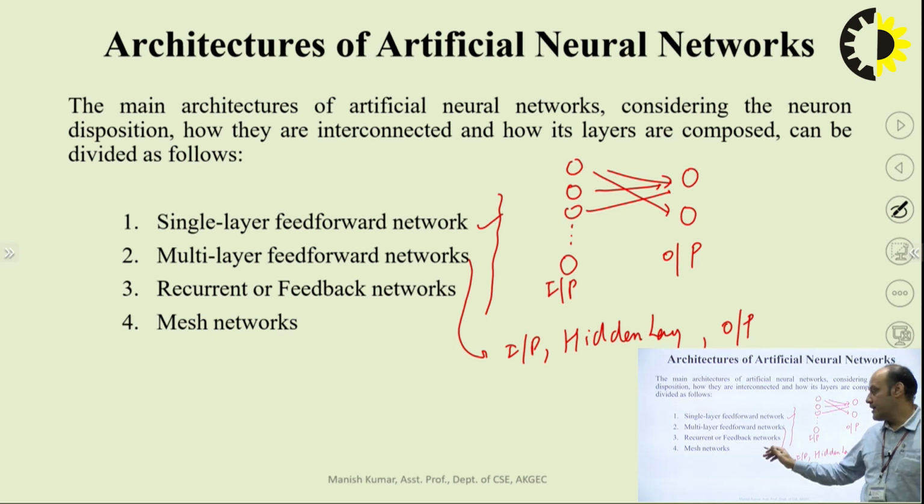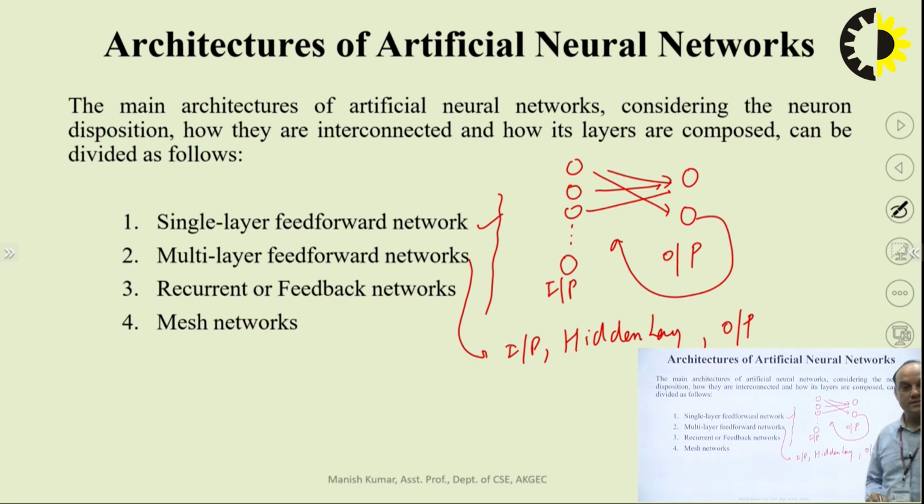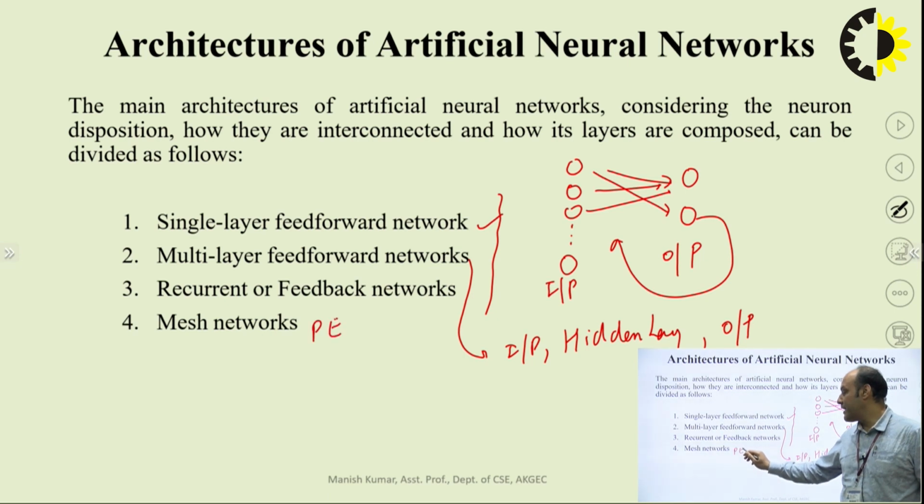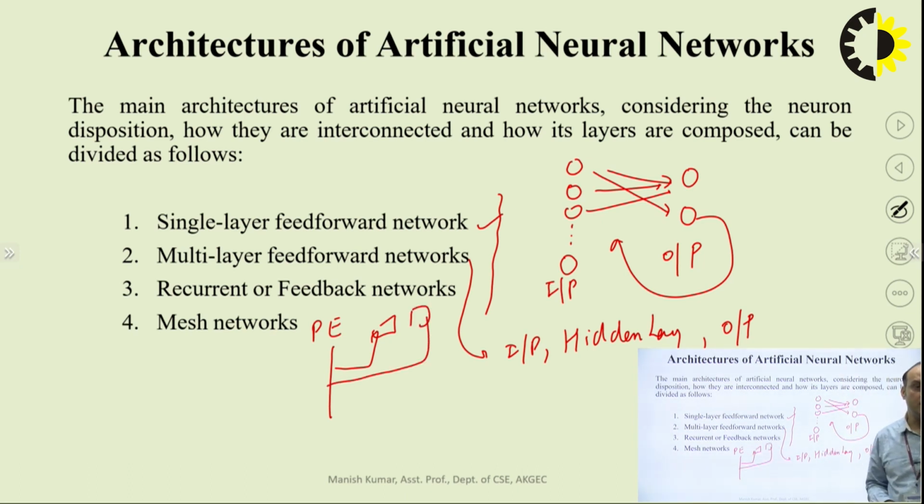Third is the recurrent or feedback network. In this feedback network, the output is given as input to the hidden layers also, a type of feedback. This is the recurrent network. Then there is the mesh network, where the processing elements are arranged in a mesh. So there are several architectures, and which network we have to use depends on our computations.